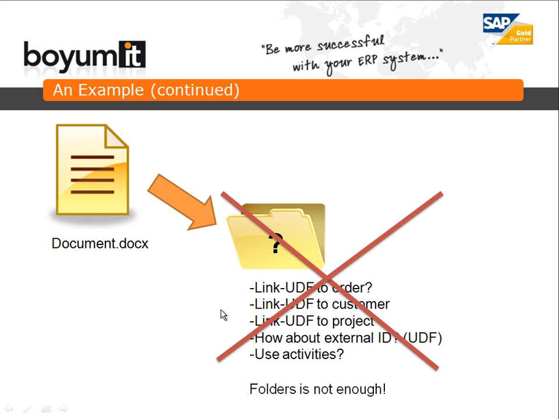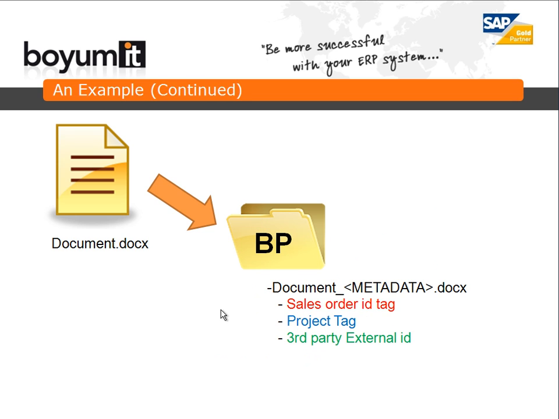So how should we solve this problem? If we can't put the document into one single folder, how should we do this? Our solution is that we should instead enrich the file itself with some data, and we call that tags. So here we will have some top-level folders. In this case, we will use the business partner as the main folder because the document is owned by a specific business partner. It is always related to that.